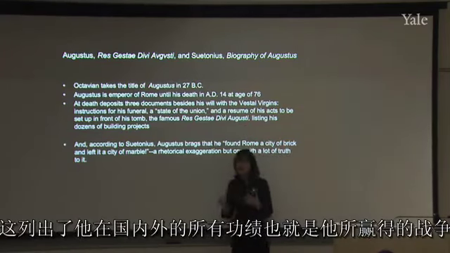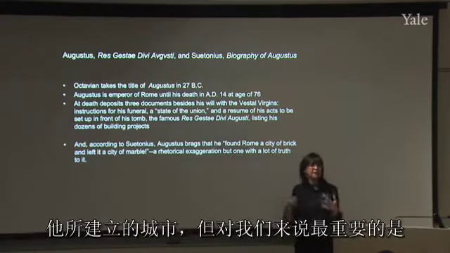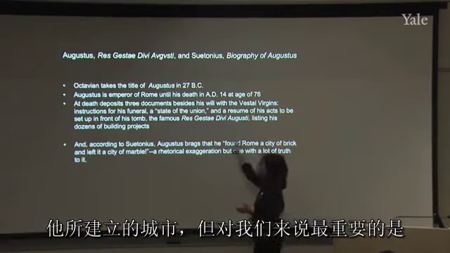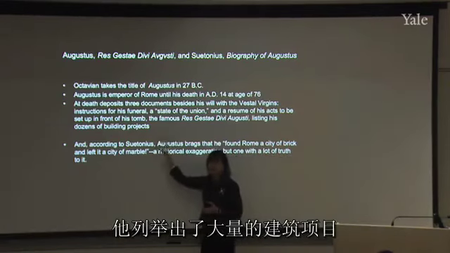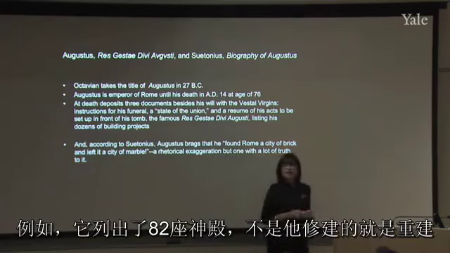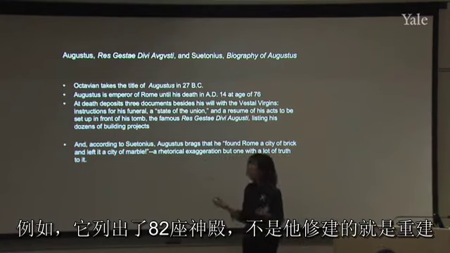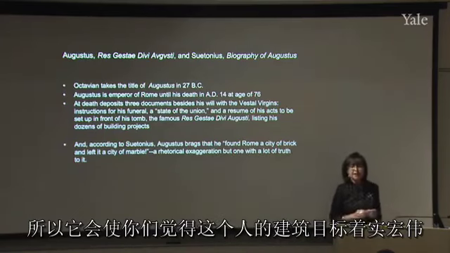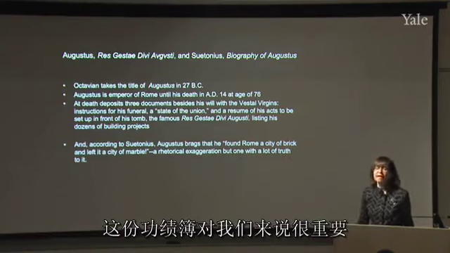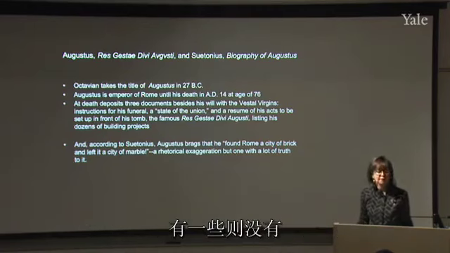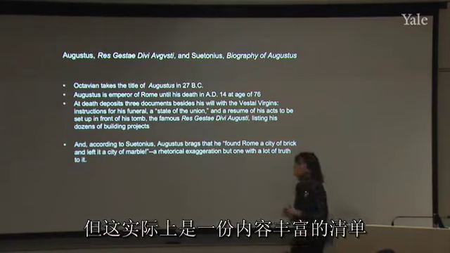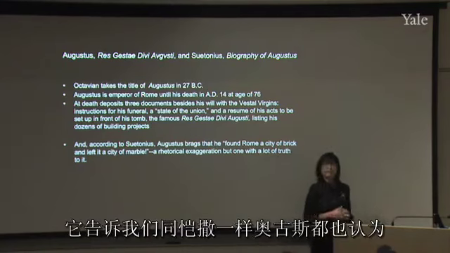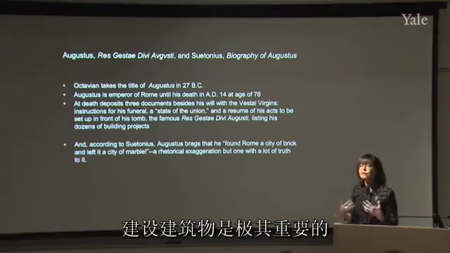And this lists all of his accomplishments at home and abroad, the battles that he won, the cities that he formed, but most important for us, it lists dozens and dozens of building projects. For example, it lists 82 temples that he either restored or built in Rome itself. So it gives you some sense of the magnitude of this man's building objectives, and is very important to us as a compendium of what he does. Some of these buildings still survive, some of them don't, but this is a very informative list indeed, and it shows us that to Augustus, as to Caesar before him, the building of buildings was extremely important.